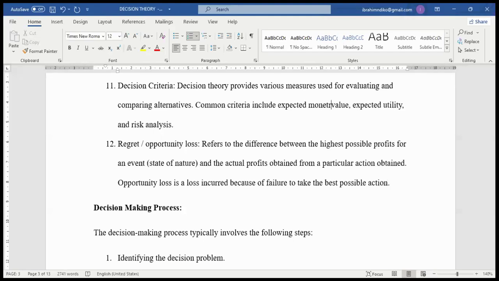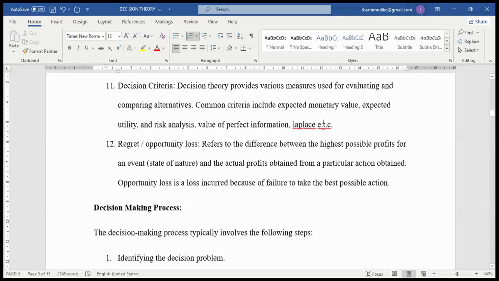So expected monetary value. We have the expected utility. We have the risk analysis. We have value of perfect information. What else can we add apart from the value of perfect information? We can talk about Laplace, etc. That one I think is fine.